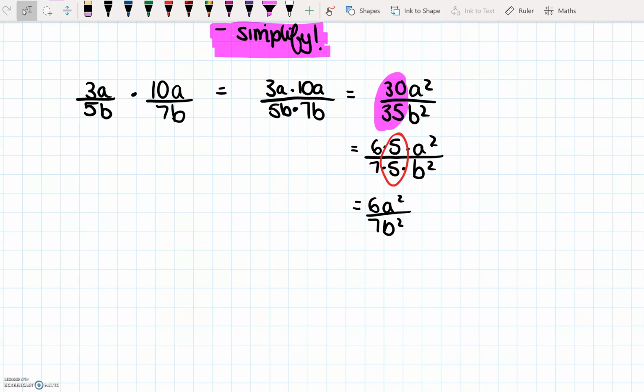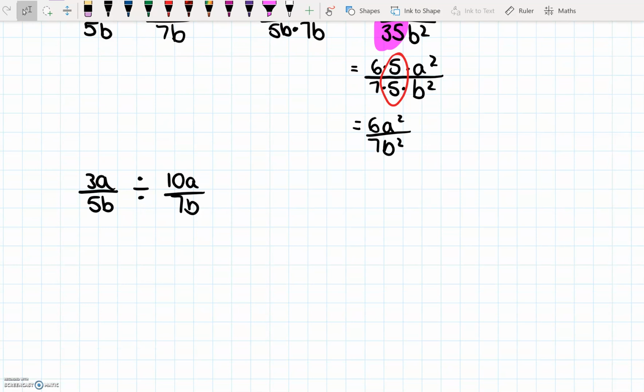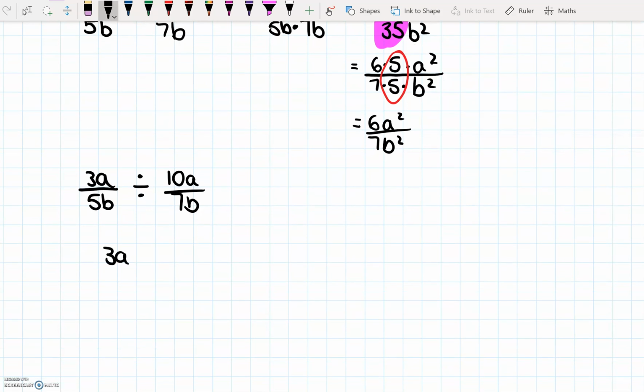Let's use the same numbers. So 3a over 5b divided by 10a over 7b. And you might also see this written as 3a over 5b divided by, and usually they'll put brackets, 10a over 7b. This is what we're going to do now.